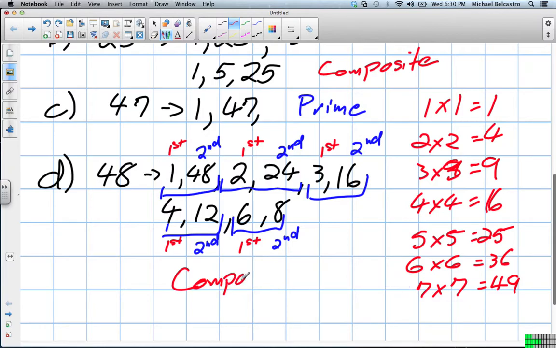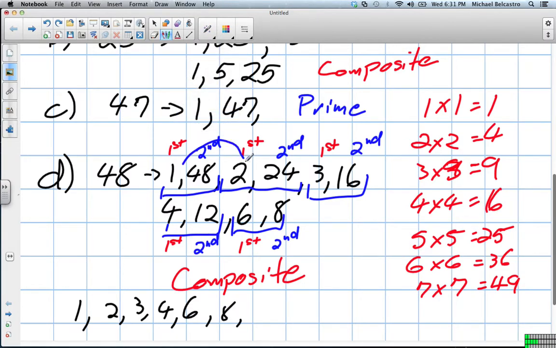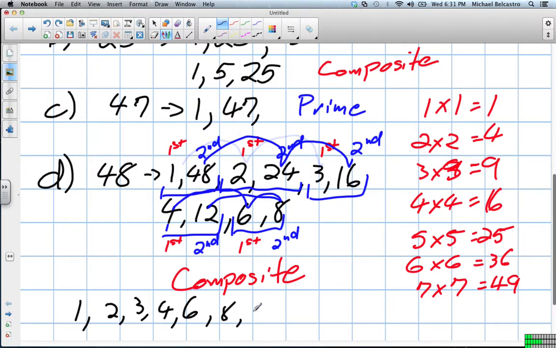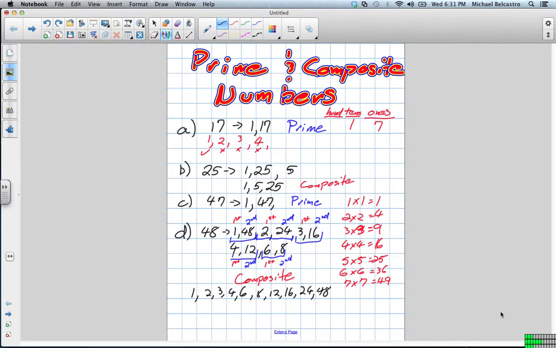Wait, hold on. I just want to rewrite this. We should put this in order for composite factors. I'm going to write them in order: 1, 2, 3, 4, 6, and then 8. So it looks like we're almost going around the horn. We go 1, 2, 3, 4, 6, 8, 12, 16, 24. So we jump back up. It's like we go down the ladder and up the ladder. 8, 12, 16, 24, and 48. Okay? The next one is 67. All right. Well, you're going to try that.